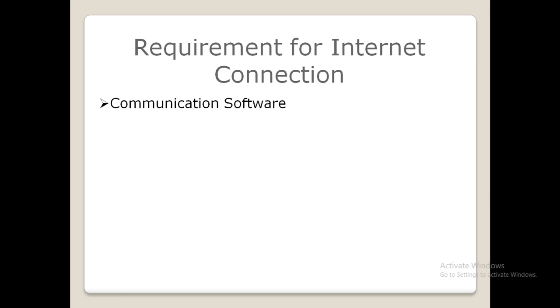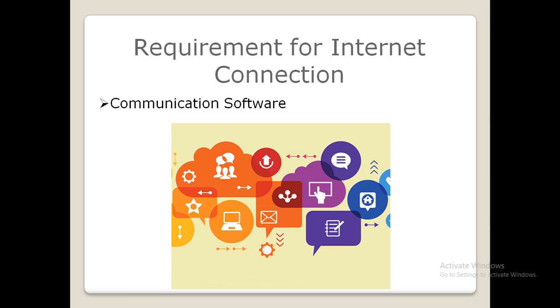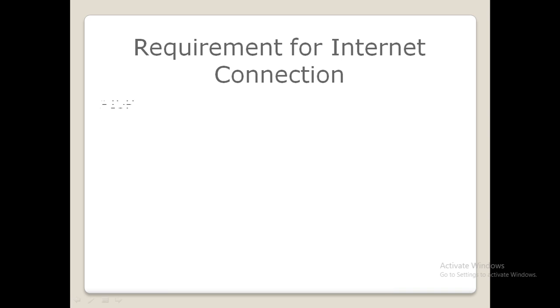Next requirement we have is communication software. The communication software refers to a web browser. In order to use the internet, it is essential to have a web browser. Without a web browser, you cannot access the information available over the internet. Some popular web browsers are Google Chrome, Internet Explorer, Apple Safari, Mozilla Firefox, and so on.